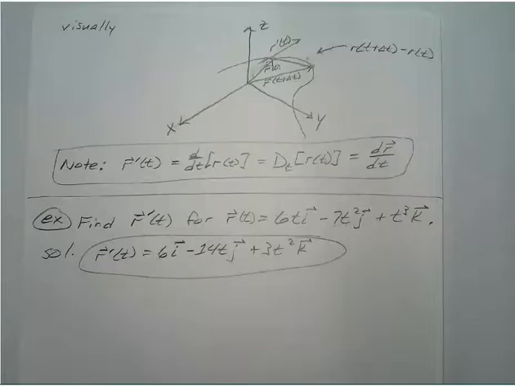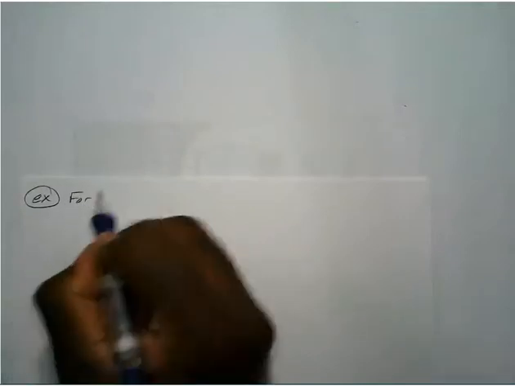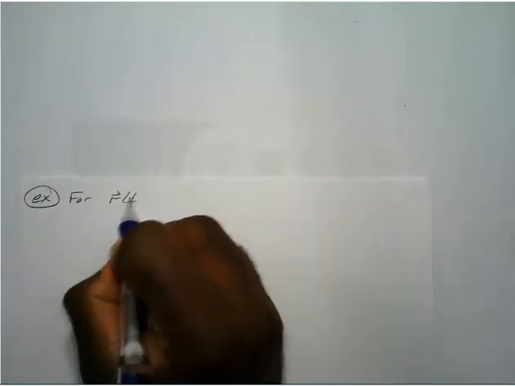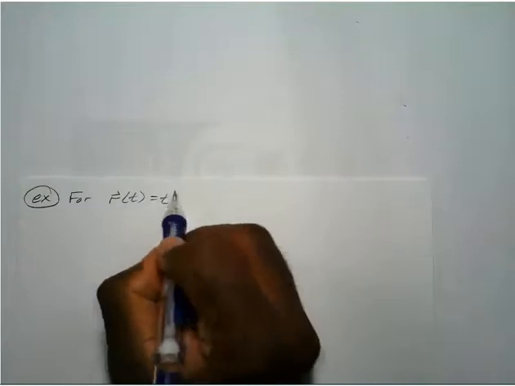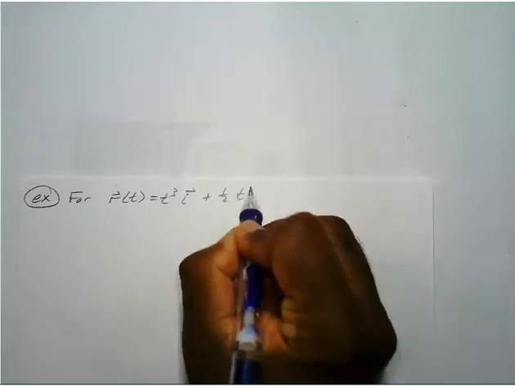Okay, so if you are still writing, feel free to press pause, but we're going to go ahead and go to our next example. Okay, so let's say, for example, we know r of t equals t to the third times the i vector plus 1/2 t squared times your j vector.